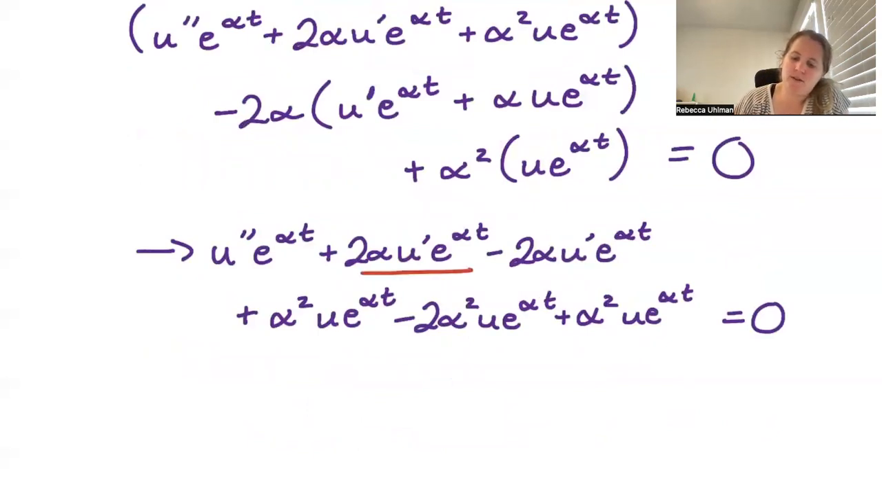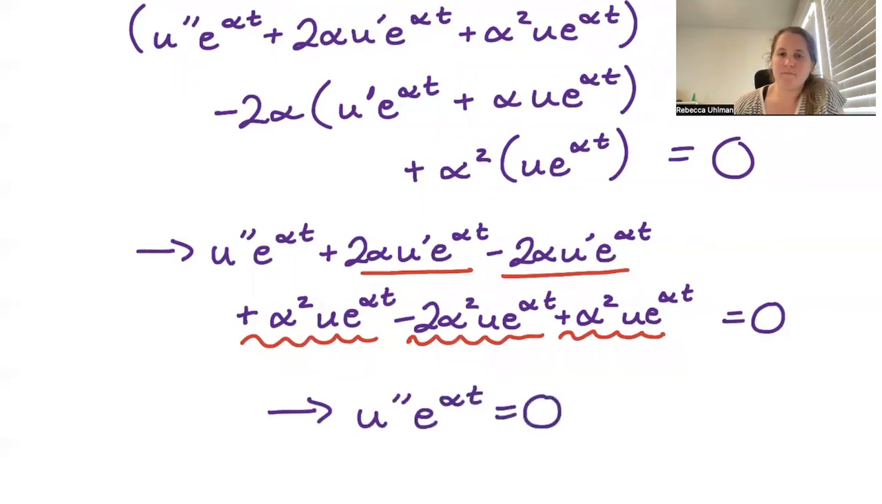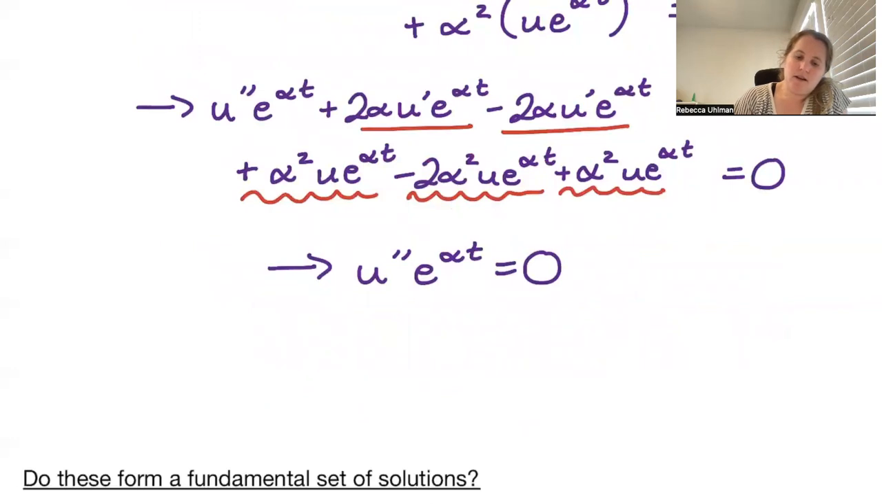These two, plus 2 alpha u prime e to the alpha t minus 2 alpha u prime e to the alpha t, cancel each other out. And then plus alpha squared u e to the alpha t minus 2 alpha squared u e to the alpha t plus alpha squared u e to the alpha t cancel each other out. And we wind up getting u double prime e to the alpha t is equal to 0. E to the alpha t is never equal to 0. So this gives us that u double prime must equal 0.